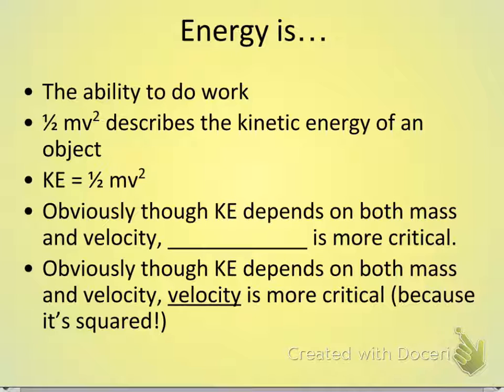So the velocity of an object is much more critical. A ping pong ball moving at high velocity can have the same amount of kinetic energy as a bowling ball moving at a lower velocity. Velocity is really critical to this. The faster something is moving, the more energy it has.